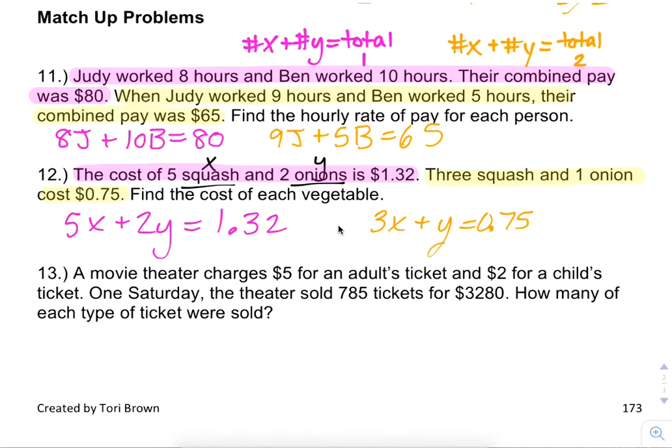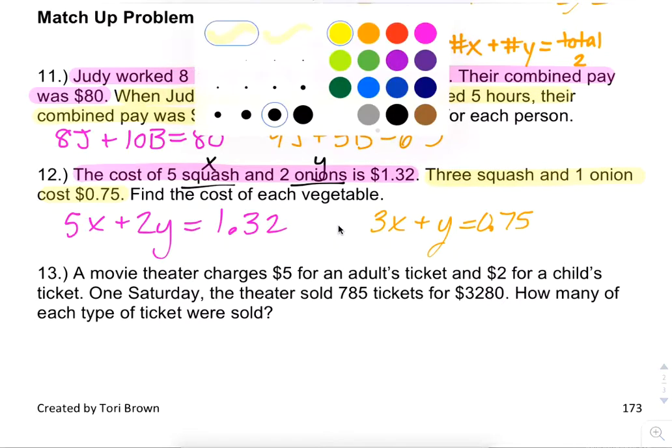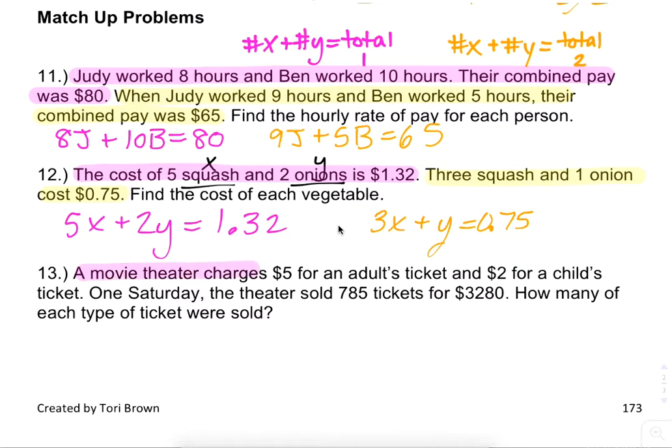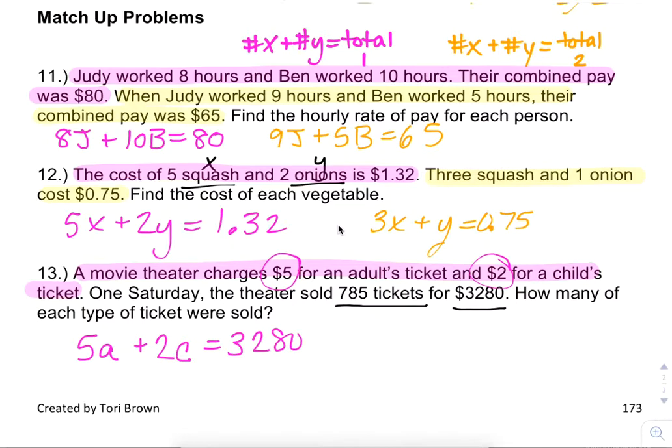All right. Last one, a movie theater charges $5 for adult tickets and $2 for a child's ticket. One Saturday, the theater sold 785 tickets for $3,280. Okay, this one's a little tricky because in the pink, I'm dealing with money, right? $5, $2. So 5 adult, 2 child, sold for a total of $3,280. These are all dollars. You don't have to put the dollar sign, but that's your units, okay?